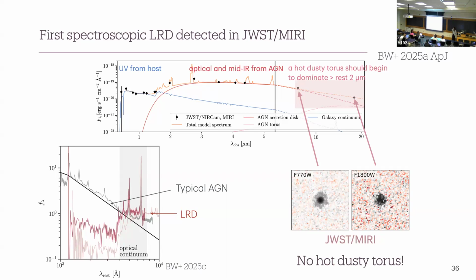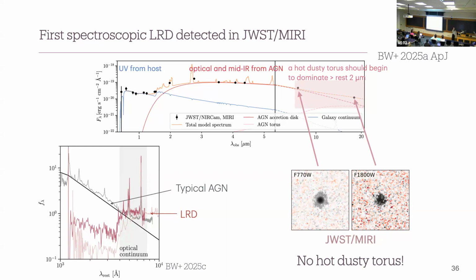This source is also covered by one of the Chandra deep fields, so we looked for X-rays. We see no X-ray detections. So there are 2 signatures of standard AGN: one is a hot dusty torus, and the other is X-ray emission. Both of them are lacking in this source. Then without X-rays or a hot dusty torus, what kind of AGN are we even talking about, right?